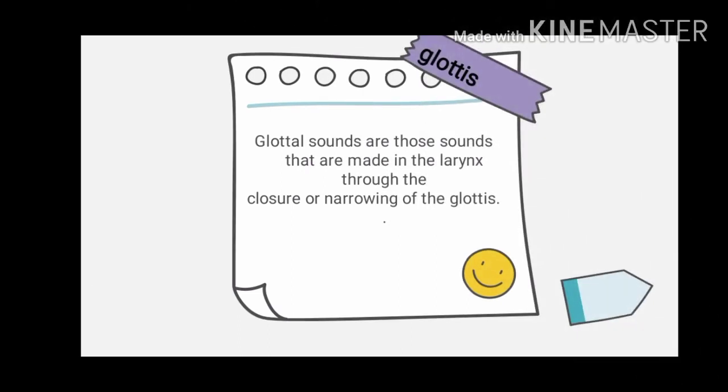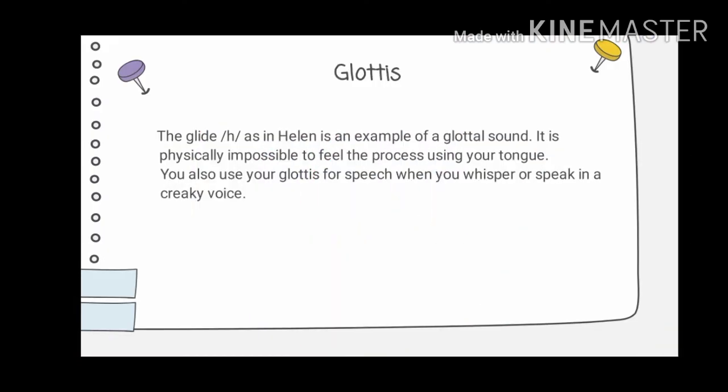Okay, I'm Muhammad Afri Wajibar. I will continue the presentation. So now we are moving to glottal sounds. So what's a glottal sound? Glottal sounds are those sounds that are made in the larynx through the closing or narrowing of the glottis. Like we mentioned earlier, there is an opening between the vocal cords, which is called the glottis. We can look at examples, the glide, as in Helen, he, home. So those are examples of glottal sounds.